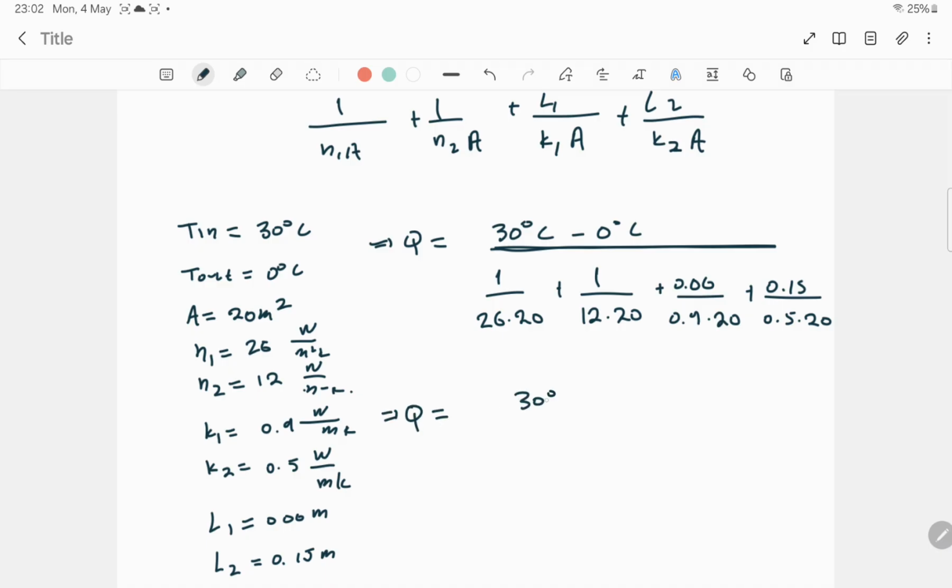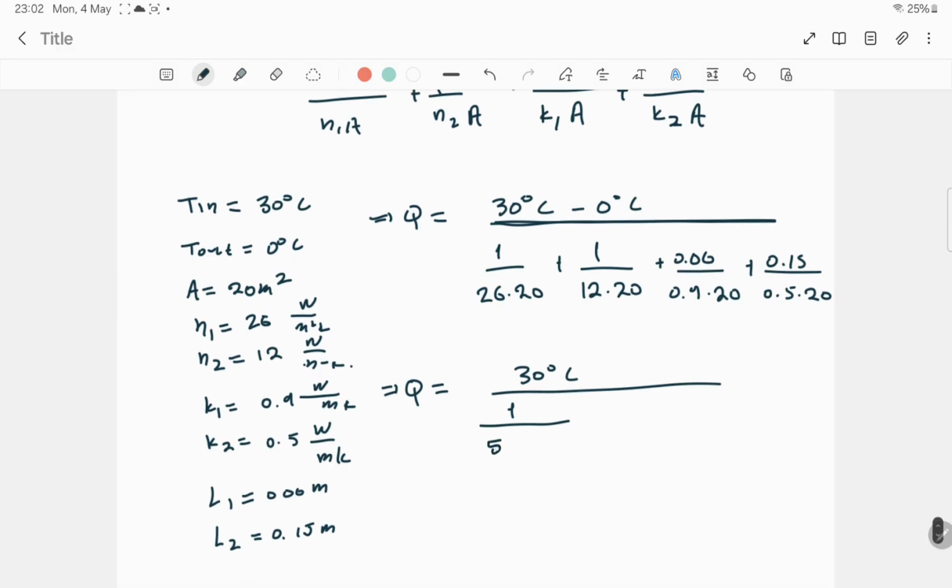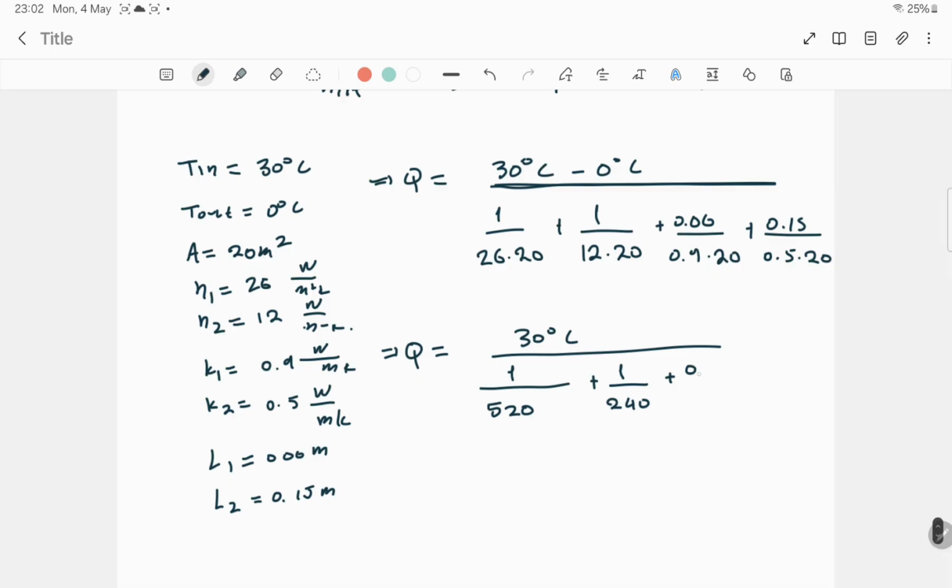Okay, so the numerator is going to be 30 Celsius degrees, and the denominator is going to be 1 over 26 times 20, which is going to be 520, plus 1 over 240, plus 0.06 over, that's going to be 18, plus 0.15 over 1.